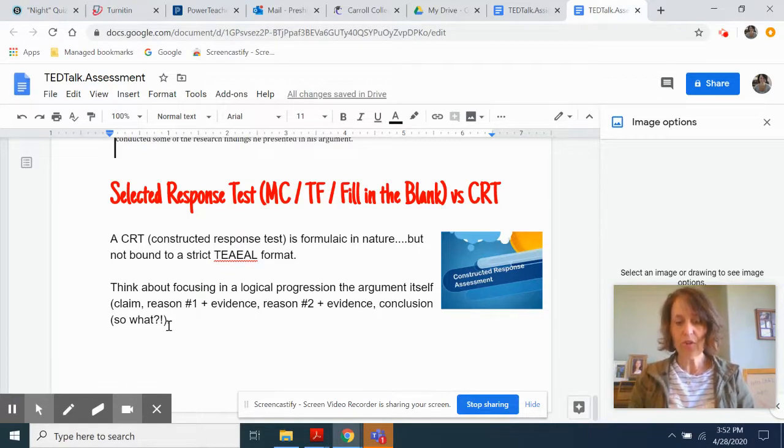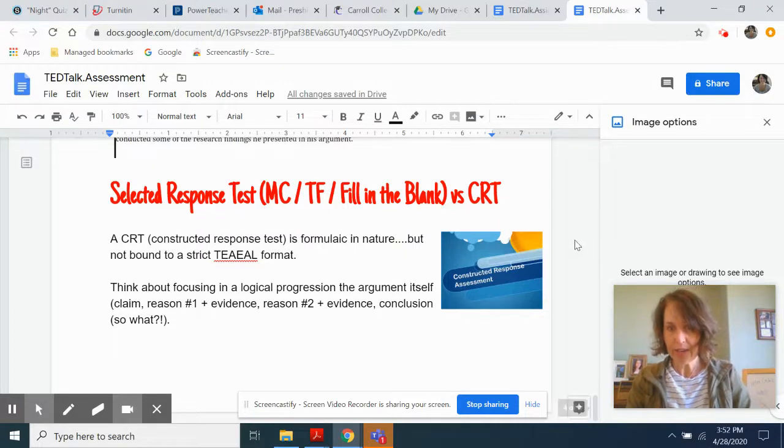And your conclusion, you're going to be recapping, you're connecting, you're reflecting. So what? You're putting that together. So in that sense, it is formulaic. You don't bounce around. It does need to follow some sort of logical progression. So that's what yours will look like as well.